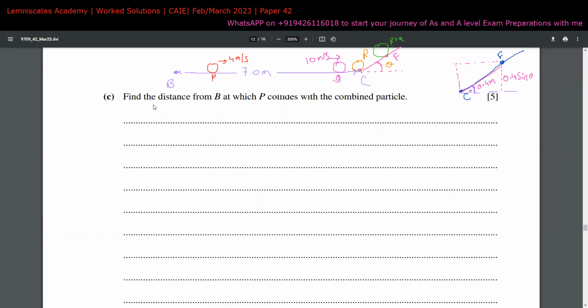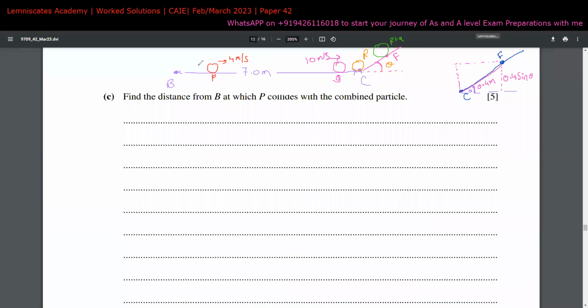So over here, we have to find the distance from B at which P collides with the combined particle QR. As I mentioned, as P is going towards the right, this QR is going to come back down, pass from C, and maybe somewhere over here it will collide. So we have to find the distance that P is going to travel when these objects collide together. Okay, so for this, let's see what we can do.